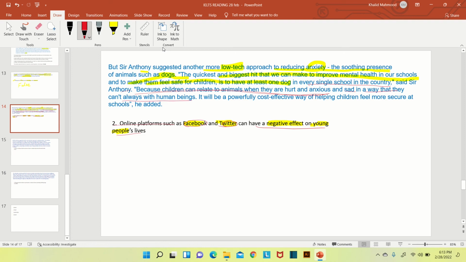So let me read the question again. I can already guess the answer, but let me read it again. Online platforms such as Facebook and Twitter can have a negative impact on young people's lives. By our logic you can say that yes, true. But in the passage they haven't mentioned a single word about online platforms, especially Facebook and Twitter. So the answer is not given. I hope you all understand.